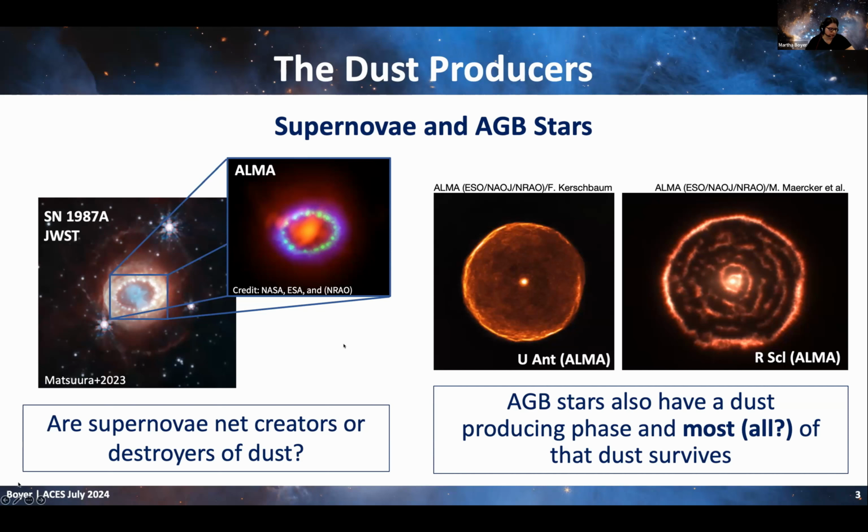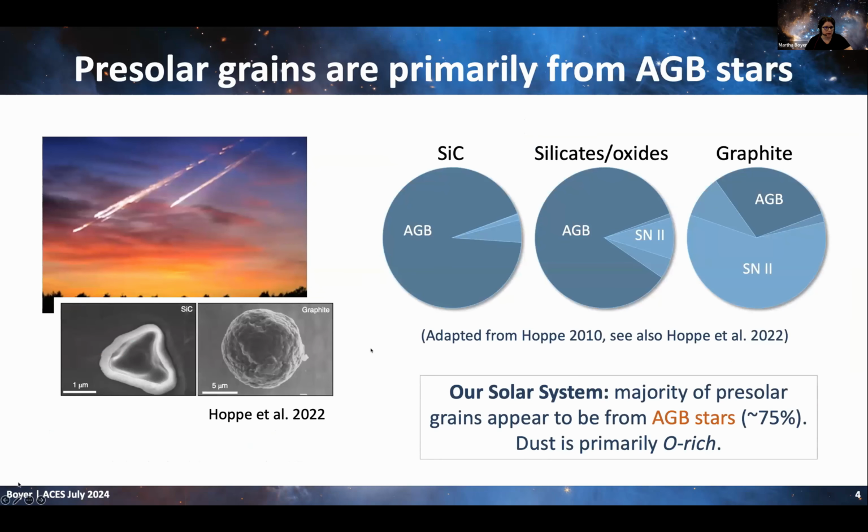But the problem is that in this particular case, the reverse shock still hasn't hit this dust cloud in the center. And so at least some of this dust is going to eventually get destroyed before it can make it to the ISM. We don't know how much yet, but that's the big question. Are supernova net creators or net destroyers of dust? Because they're also going to destroy pre-existing dust that was already there, right? But AGB stars, on the other hand, all have this dust producing phase, and all of that dust survives, or at least most of it survives, right? So which one is dominating?